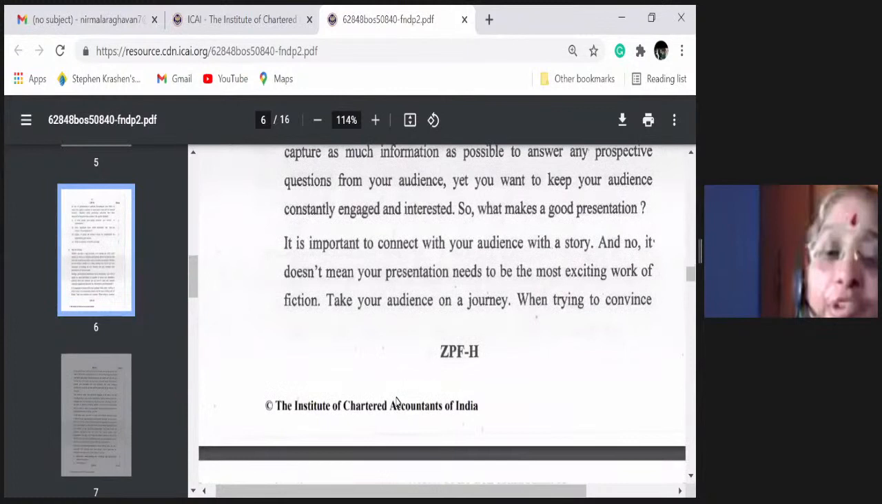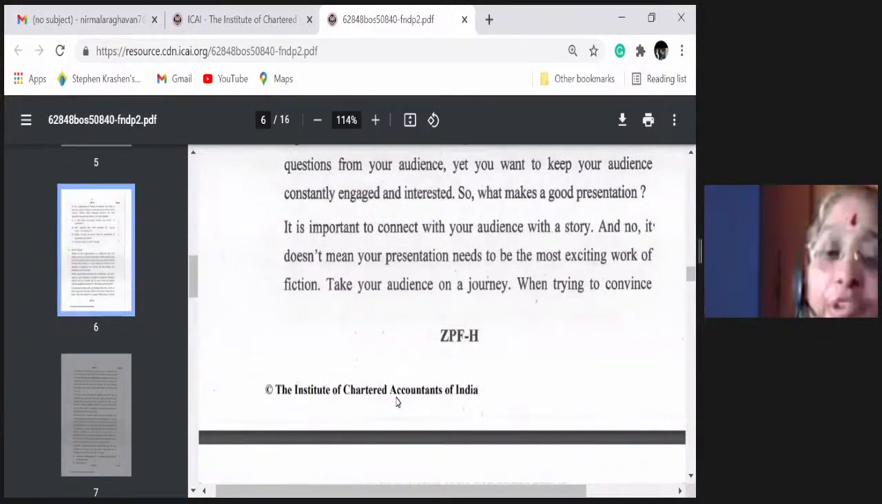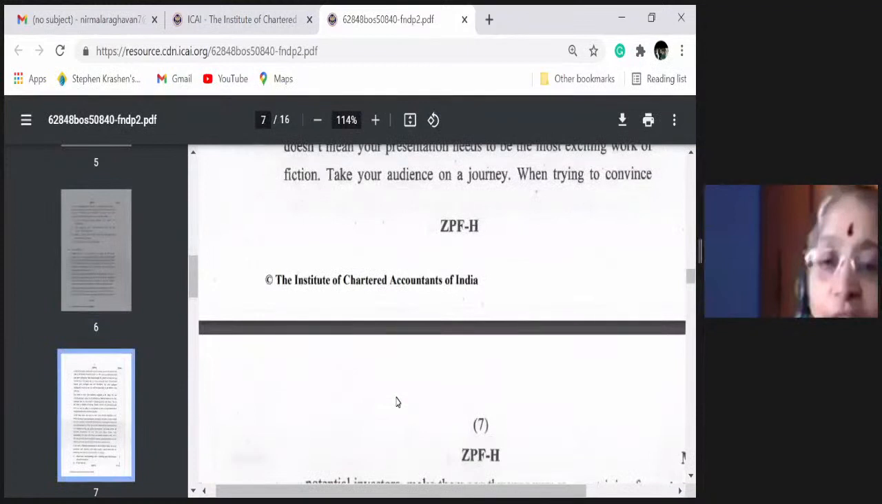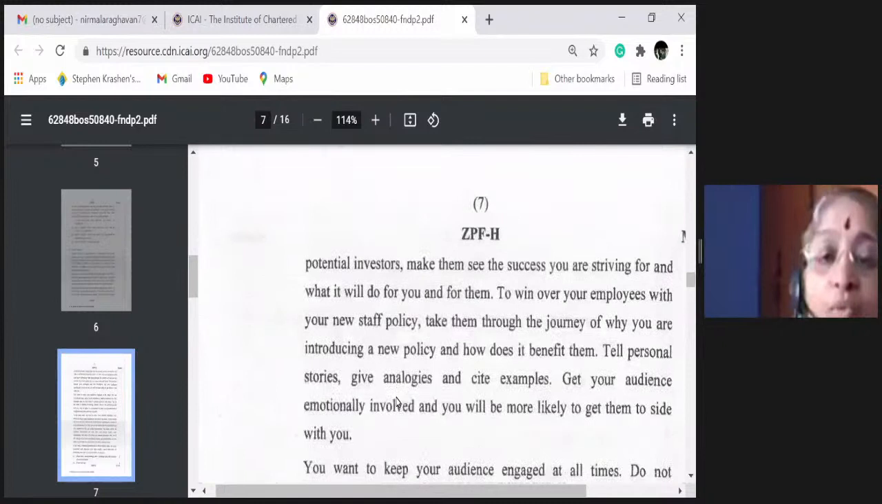It is important to connect with your audience with a story. And no, it doesn't mean your presentation needs to be the most exciting work of fiction. Take your audience on a journey. When trying to convince potential investors, make them see the success you are striving for and what it will do for you and for them. To win over your employees with your new staff policy, take them through the journey of why you are introducing a new policy and how it benefits them. Tell personal stories, give analogies, and cite examples. Get your audience emotionally involved, and you will be more likely to get them to side with you.